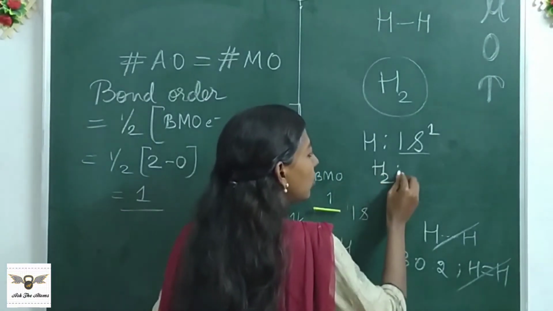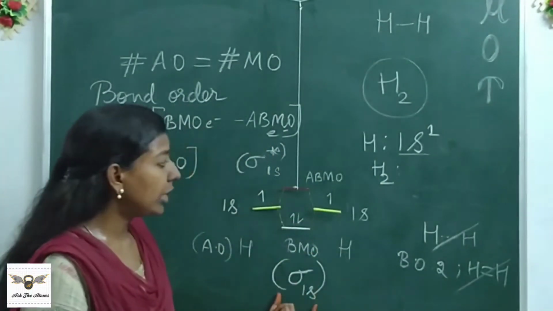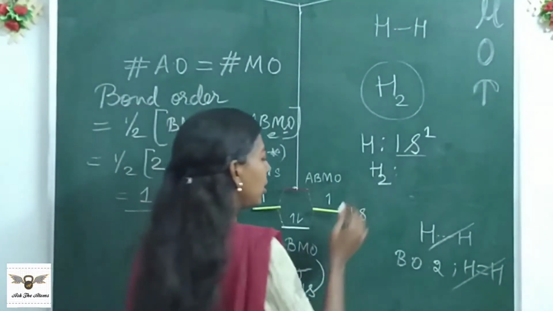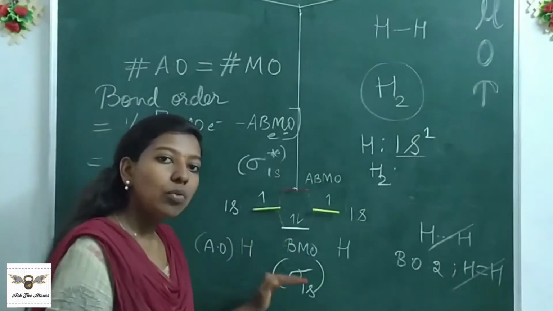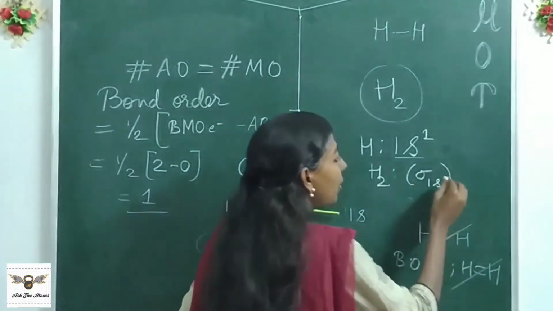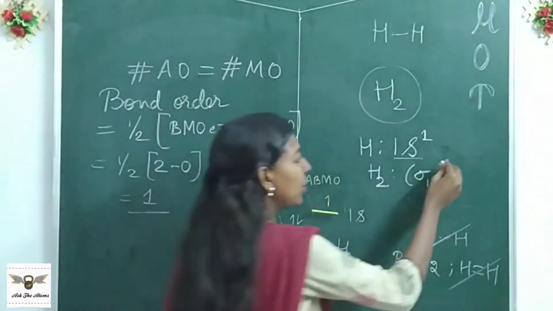H2. The electronic configuration is written using the molecular orbitals. The molecular orbital is sigma 1s for the bonding. Again, writing, go from the lowest energy. So it is sigma 1s. How many electrons in sigma 1s? 2. So sigma 1s 2.